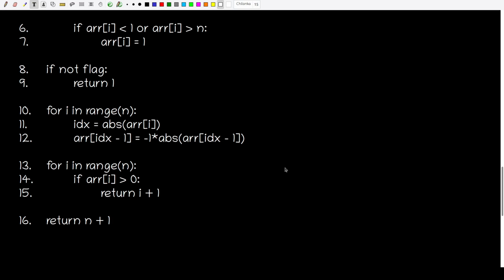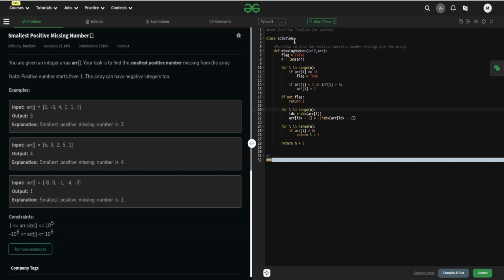Now let us see how we have implemented this in Python and C++. So first let us look at the Python implementation. So flag equals to false, n is equal to length of array, and with the first loop we checked whether 1 exists in the array or not. And at the same time we have marked arr[i] equals to 1 if arr[i] is less than 1 or it is greater than n. If 1 does not exist in the array, then we are returning 1.